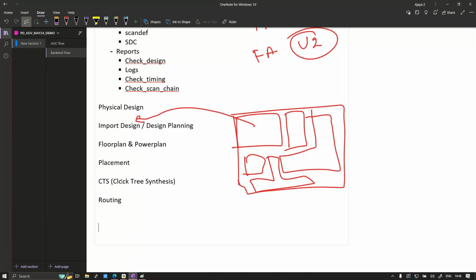Let's say I'm working at block level or chip top level. The first one is the import design stage. That means I need to load all the inputs provided by the synthesis and verify them, whether they are properly converted or not, how the timing is present in this physical design, and whether I can accept that netlist or not. Everything needs to be verified before going into the layout structure. So I need the inputs.